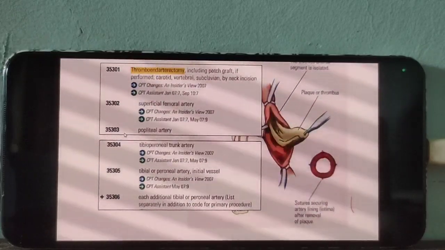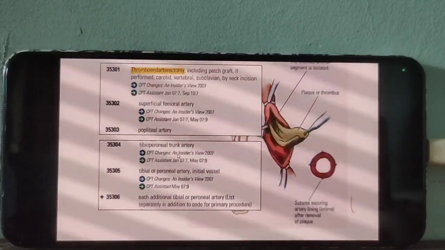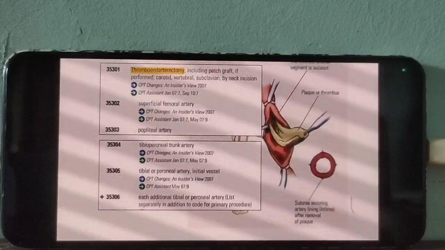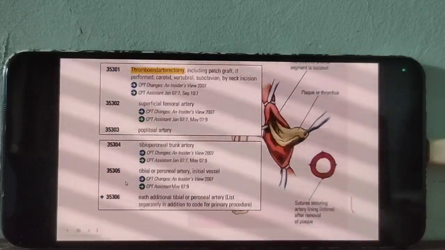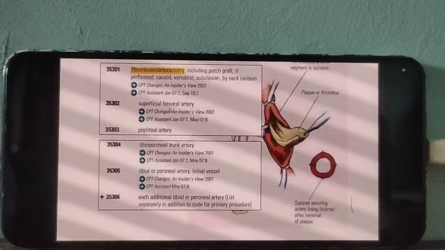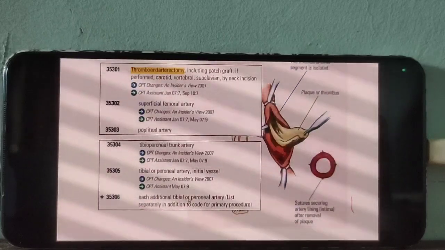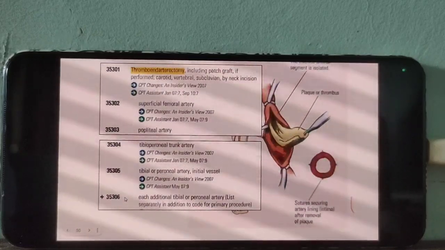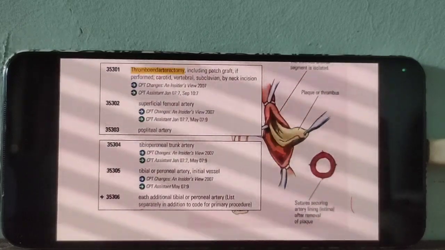popliteal artery 35303, tibio-peroneal trunk artery, which is present from tibial to peroneal, tibio-peroneal trunk artery 35304. Tibial or peroneal artery: initial vessel 35305, each additional tibial or peroneal artery 35306. So 35305 for the initial vessel, and 35306 for each additional tibial or peroneal artery.